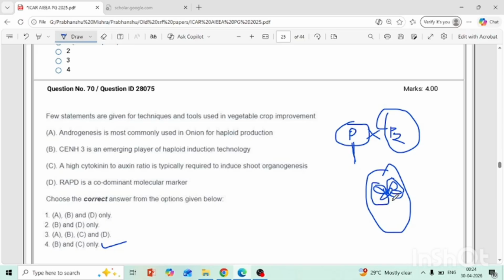Another option is a high cytokinin to arginine ratio is typically required to induce shoot organogenesis. Okay, if you have high cytokinin and low arginine, then shoot organogenesis occurs. And if you have high arginine and low cytokinin, if their concentrations are reversed, the vice versa condition, then what will happen? Root organogenesis. The cytokinin for shoot and arginine for the root.